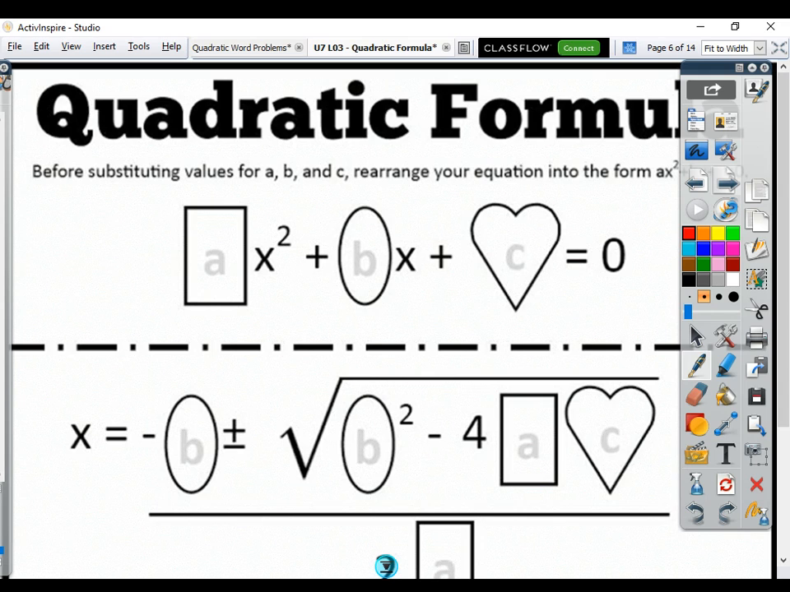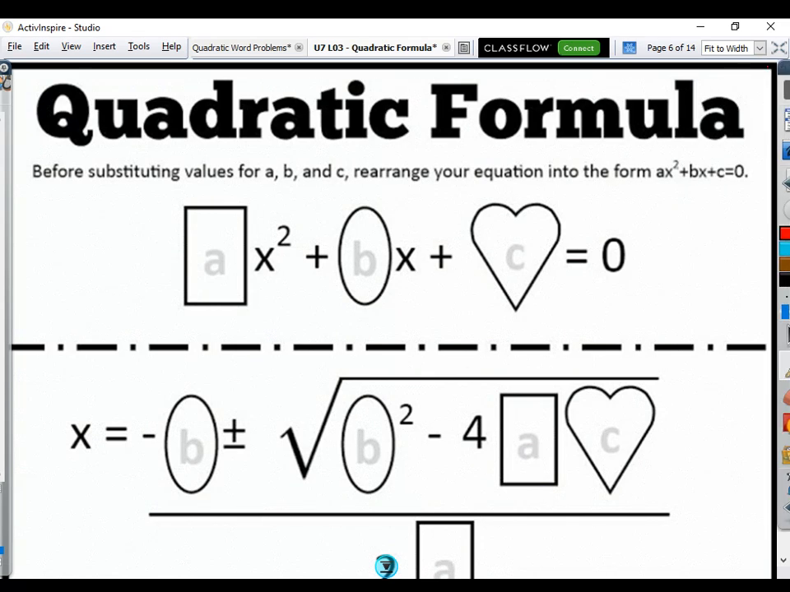The main idea for today is actually the quadratic formula. The quadratic formula is one of these things that you either love it or you hate it, and there's no way of getting around it.